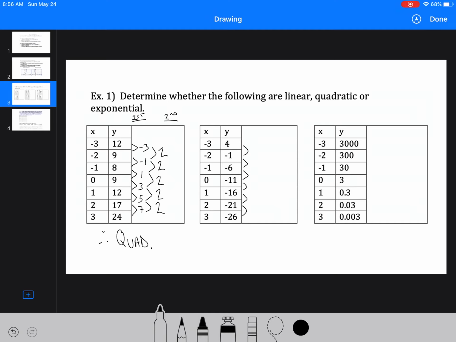Negative 26 minus negative 21. Well, that's like negative 26 plus 21, so that's negative 5. Negative 21 minus negative 16 is like plus 16, so that's negative 5. And if you were to go up, you're going to notice that all of these are going to be negative 5. Now the first differences are the same, so therefore this is linear and you can stop. You don't have to do any more work.